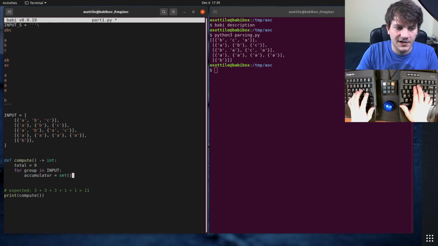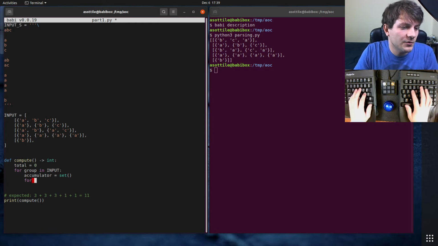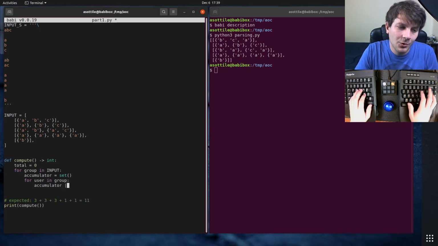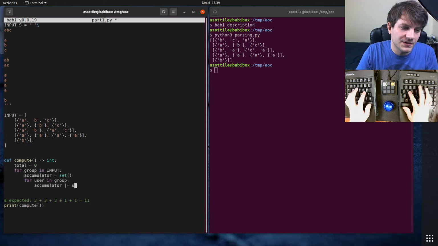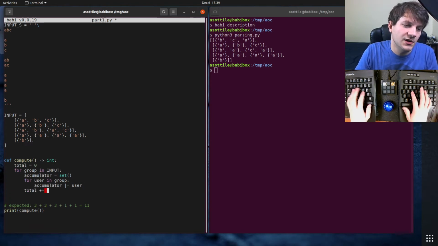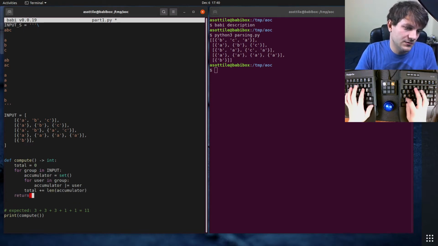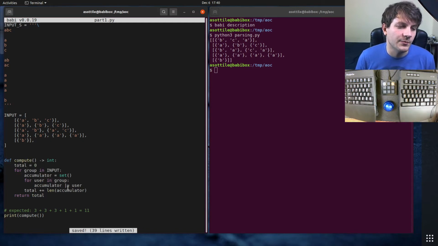Accumulator equals an empty set. We're going to start with an empty set, and we're going to OR everything into that. So for user in group, we can do accumulator OR equals. So this will union the user into that. And then finally, we can do total plus equals length of accumulator. So this returns total. So within each group, we will get out one total.